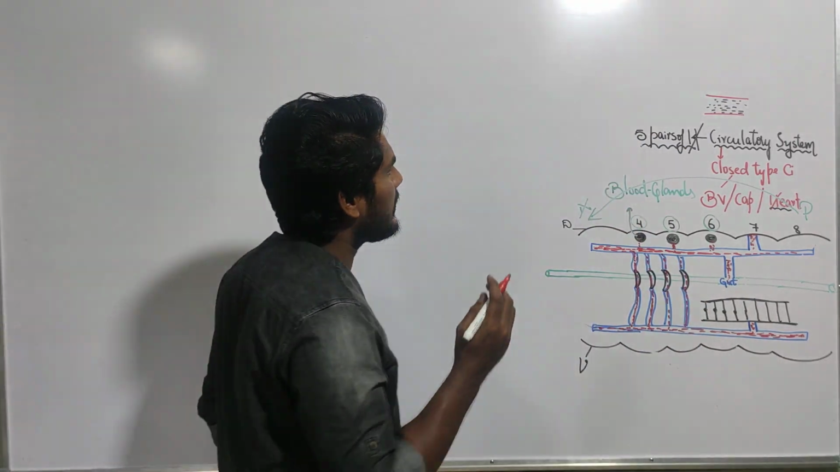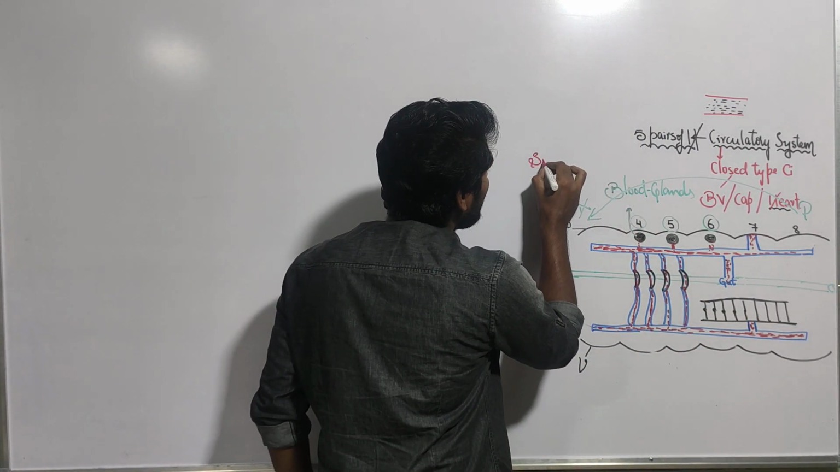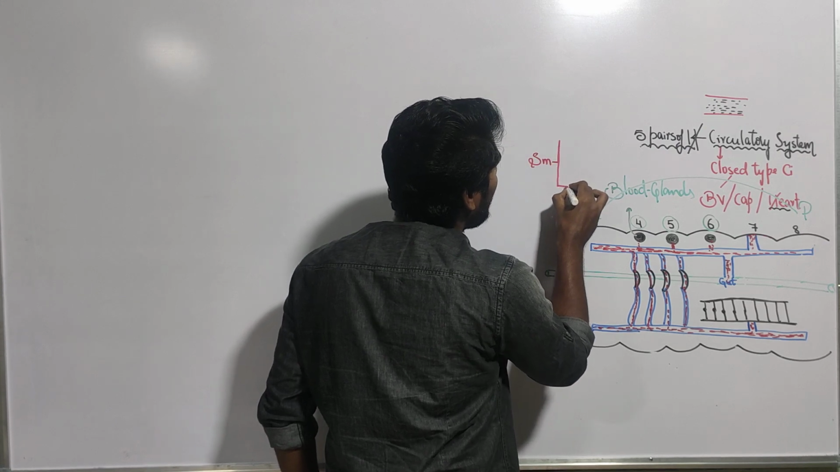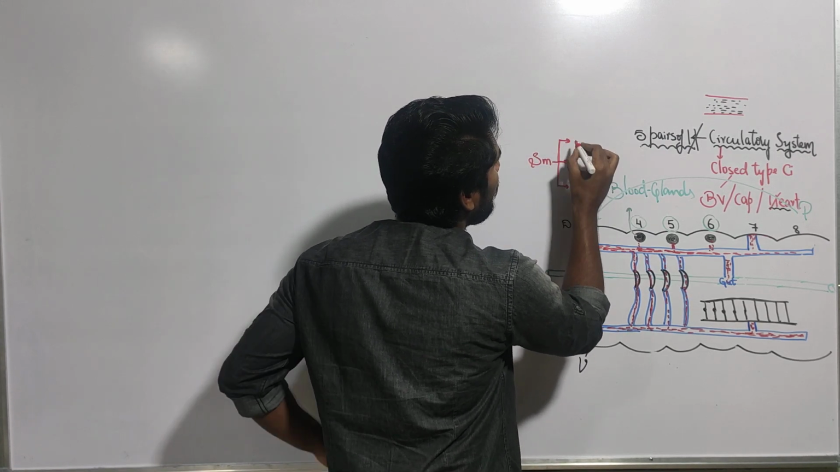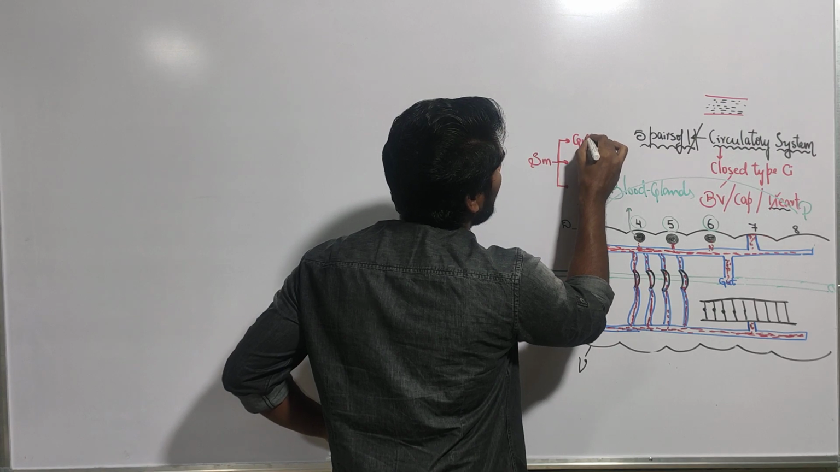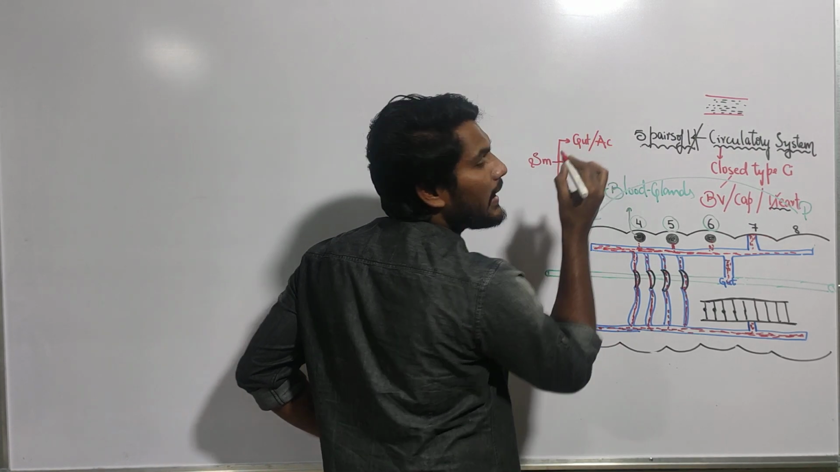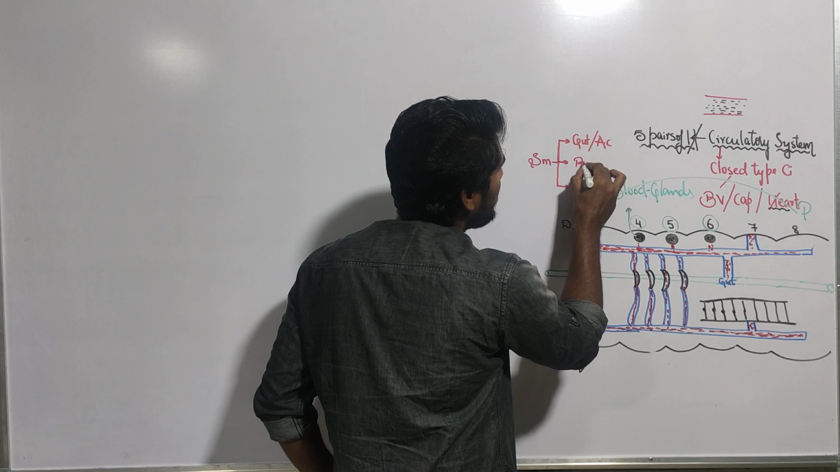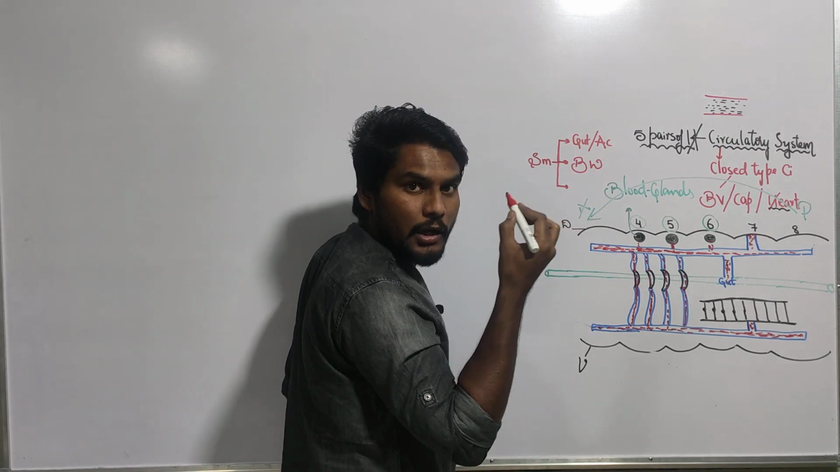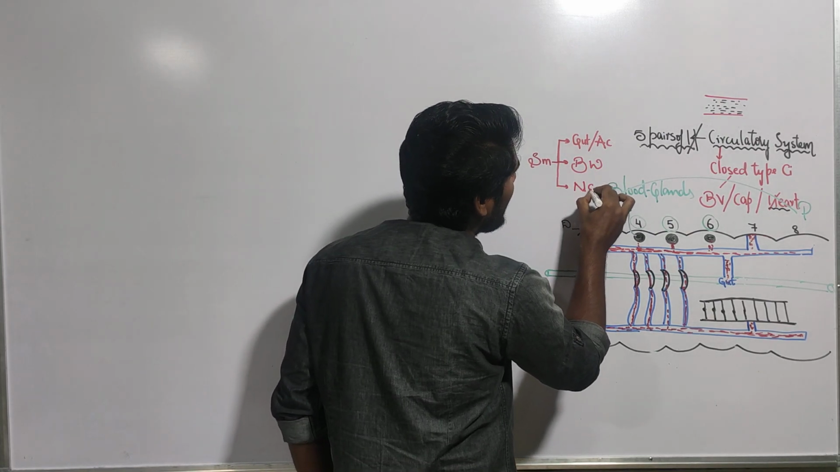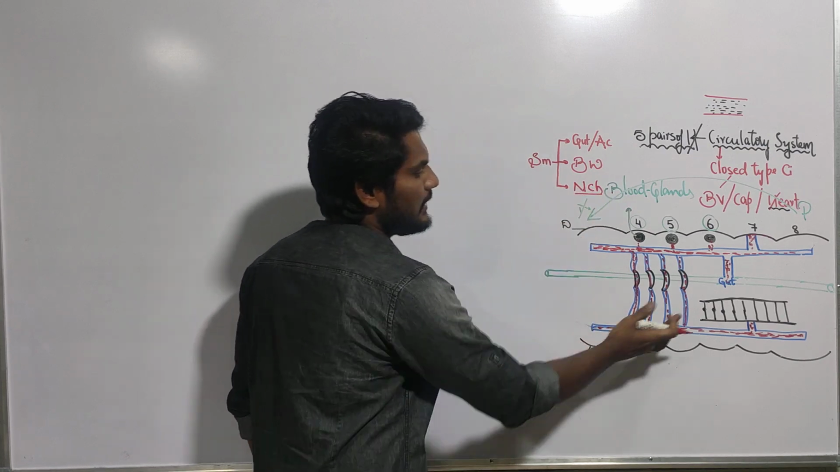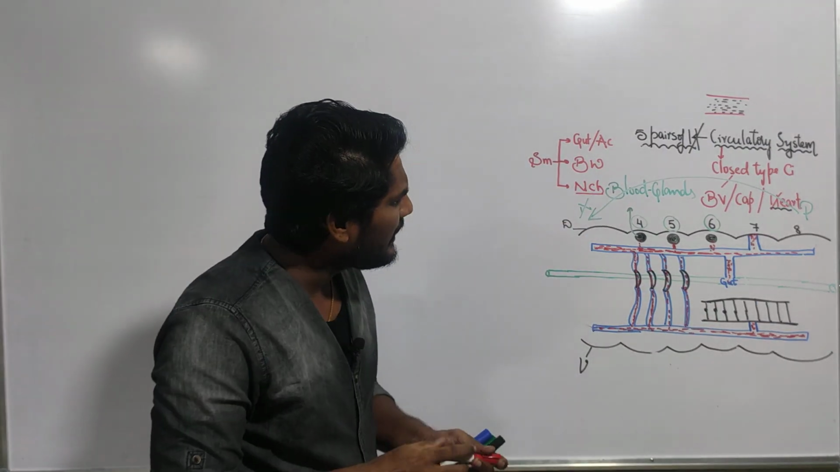So what I would like to say is, the small blood vessels are supplying the blood to, number one, the gut. Gut means nothing but alimentary canal. And they are also supplying the blood to the body wall, and also to the nerve cord. Where is the nerve cord present? In the ventral surface. It's a very clear diagram.